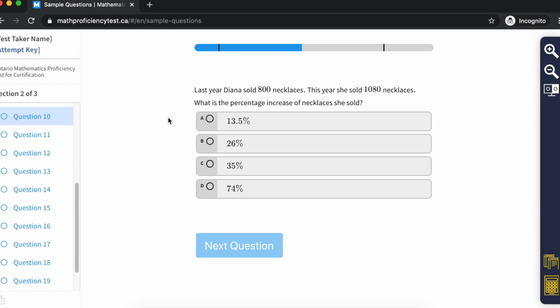Okay, question 10 though. Last year Diana sold 800 necklaces. This year she sold 1,080. And what is the percentage increase of necklaces that she sold? So percentage increase, we want to know that keyword increase. She increased her sales by 280 necklaces. That's how much she increased by, right? To get from 800 to 1,080.